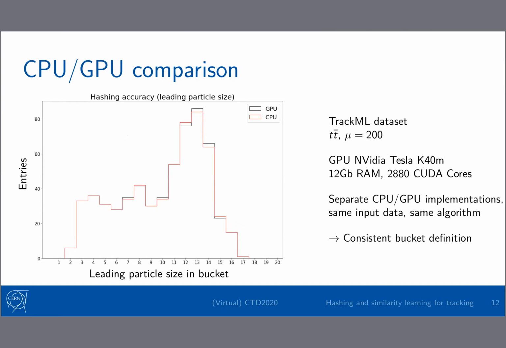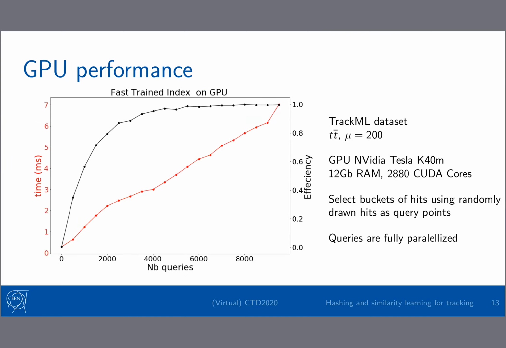This is the same data set as before. What's shown here is the distribution of the leading particle size within the reconstructed bucket. You see that both the GPU and the CPU implementation of the same algorithm with the same input data give you consistent results. So you can just switch out the implementations and see how fast it goes. This is shown on the next slide, where we again show a plot of the efficiency, the black curve, as a function of the number of queries that we perform, so how many buckets we reconstruct. And you see again that after a few thousand queries, we get reasonable or good enough efficiency.